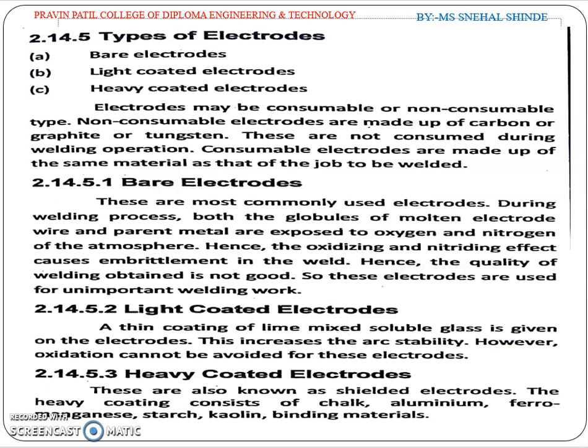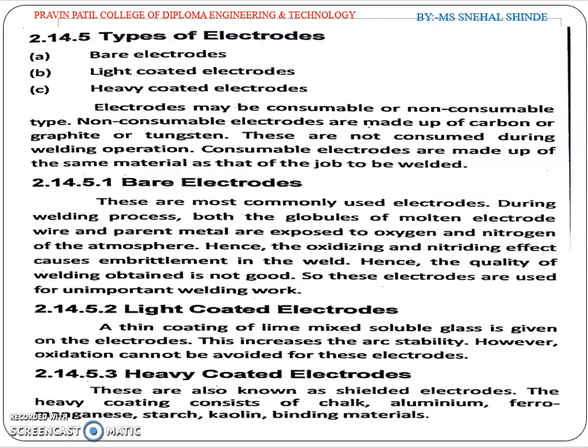Types of electrodes: bare electrodes, light coated electrodes, and heavy coated electrodes. Electrodes may be consumable or non-consumable type. Non-consumable type electrodes are made up of carbon or graphite or tungsten. These are not consumed during the welding operation. Consumable electrodes are made up of the same material as that of the job to be welded.